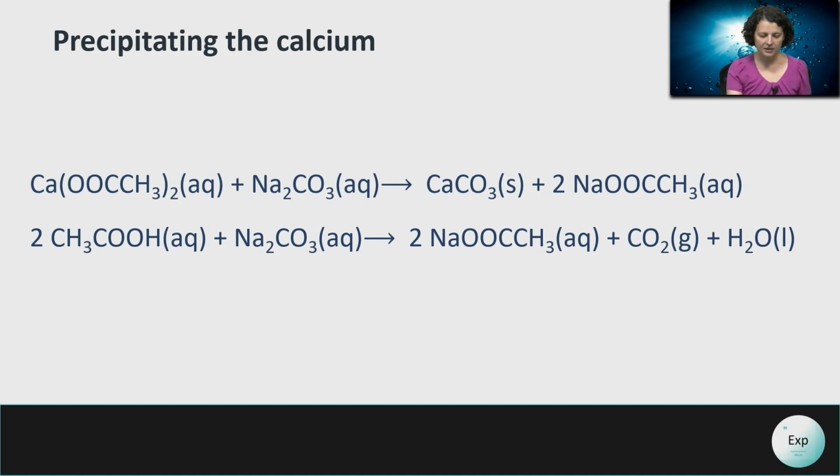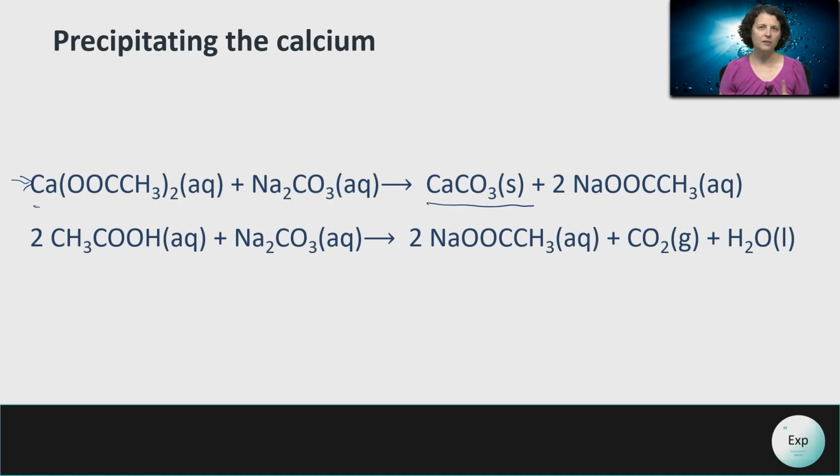So when the calcium acetate reacts with the sodium carbonate, it will produce calcium carbonate, which is a white precipitate, and it will crash out of the solution. It will also produce sodium acetate, and that is soluble in water and it will be dissolved. So as we do our filtration, the only thing we will collect is the calcium carbonate.